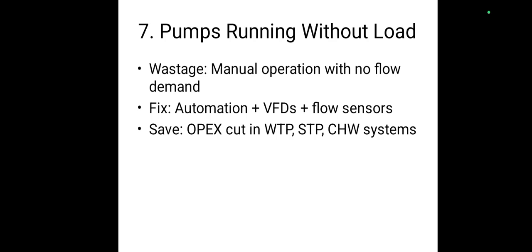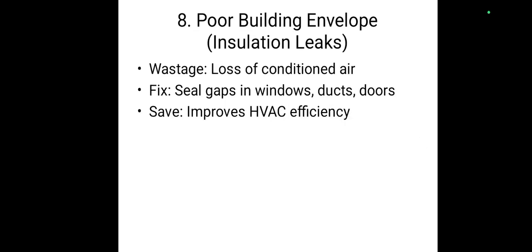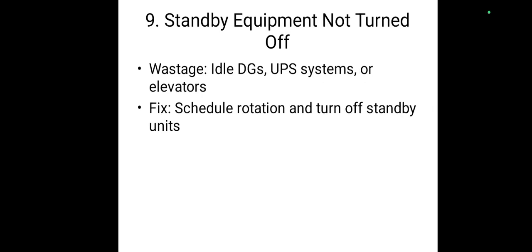This cuts OPEX, operational expense, in WTP, STP and chilled water systems. Poor building envelope: if you don't do proper insulation, it leads to losses and loss of conditioned air. We can seal the gaps in windows, ducts and doors, so we can improve HVAC efficiency. Standby equipment not turned off: idle DGs, UPS systems, elevators. Schedule the rotation and turn off the standby units.